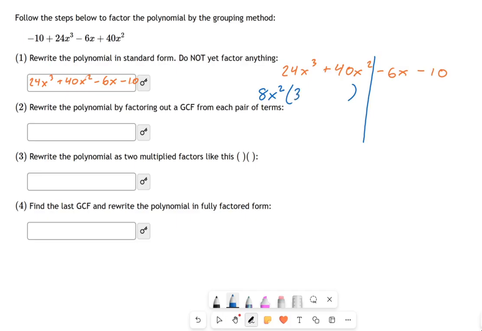So 24 divided by 8 is 3. X cubed over x squared is x. And now with the next term, it stays plus. 40 divided by 8 is 5. And x squared divided by x just goes away, so that disappears.